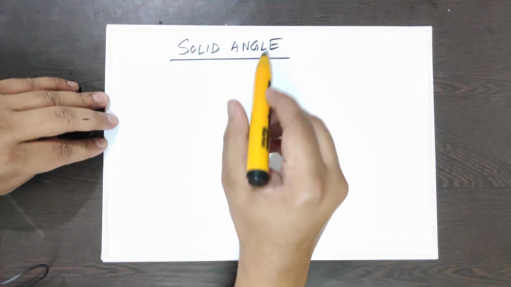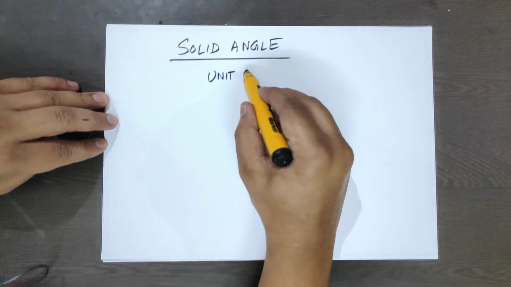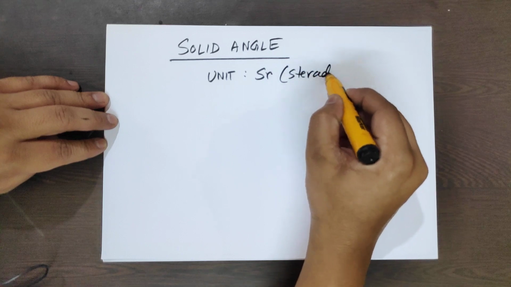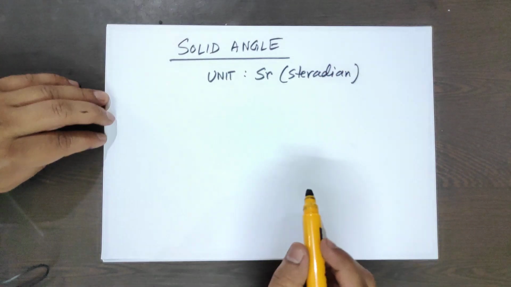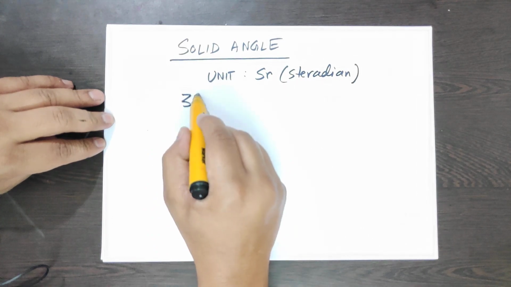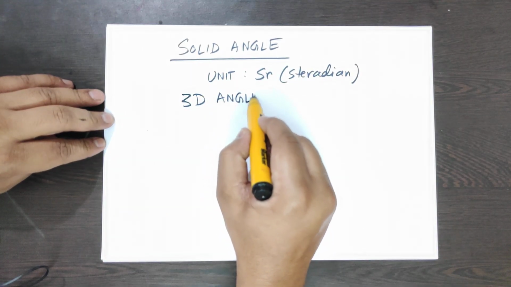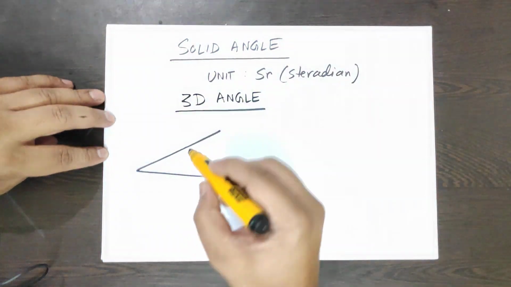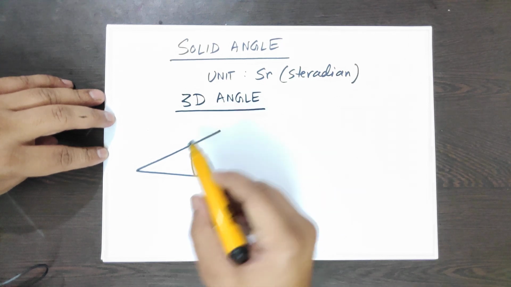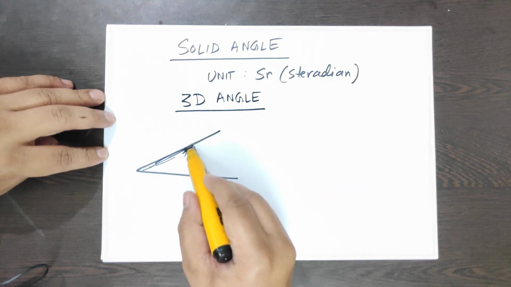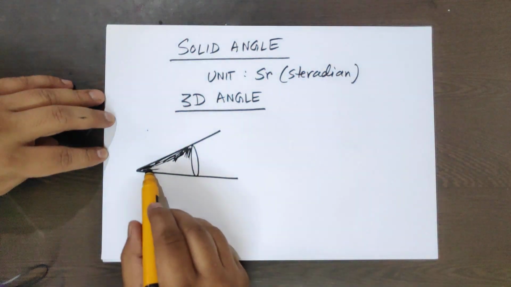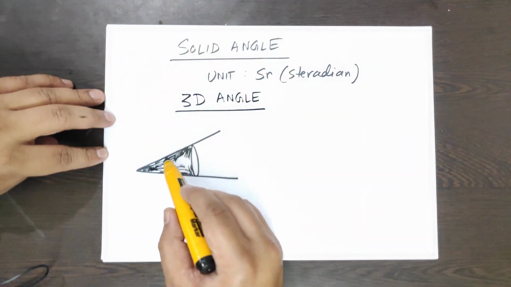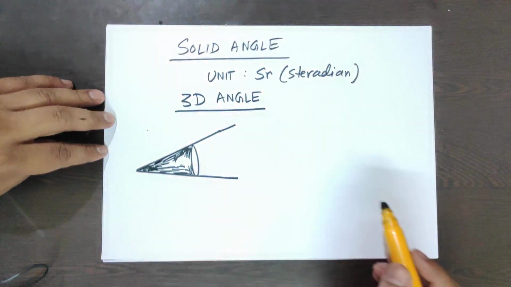Solid angle, and the unit of solid angle is written like this, SR, and the unit is steradian. And the solid angle is a three-dimensional angle, and it's like this. It's a three-dimensional angle. This one, right? I mean this cone, I mean this cone like thing, right?